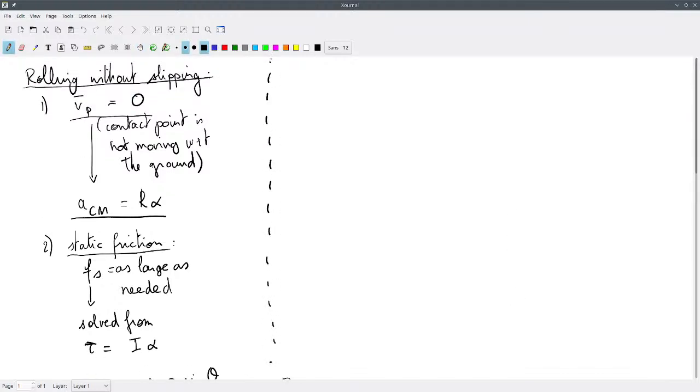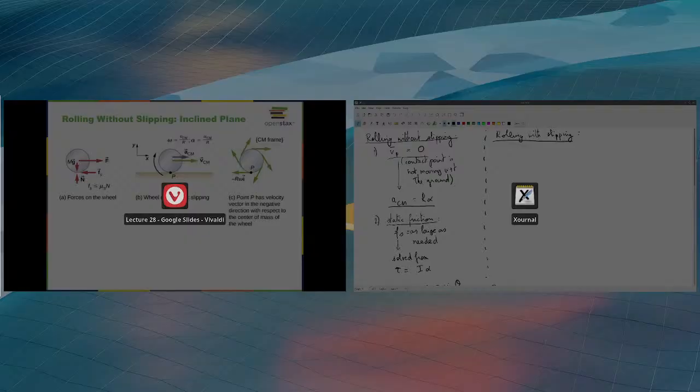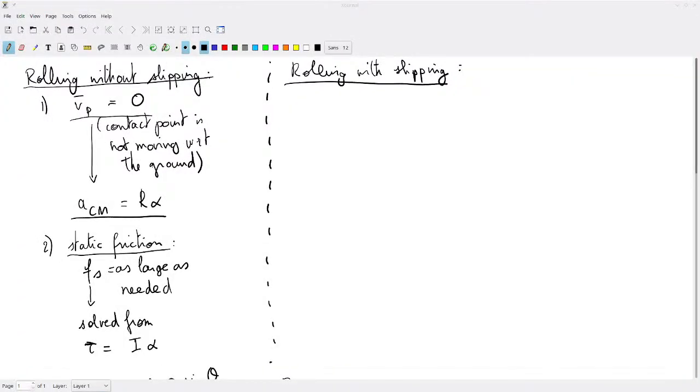So now we're going to do the same thing. I'm going to put it on the side here. Now we're going to do rolling with slipping. So in rolling with slipping, there's a couple of differences. Obviously, otherwise I wouldn't be covering it separately.